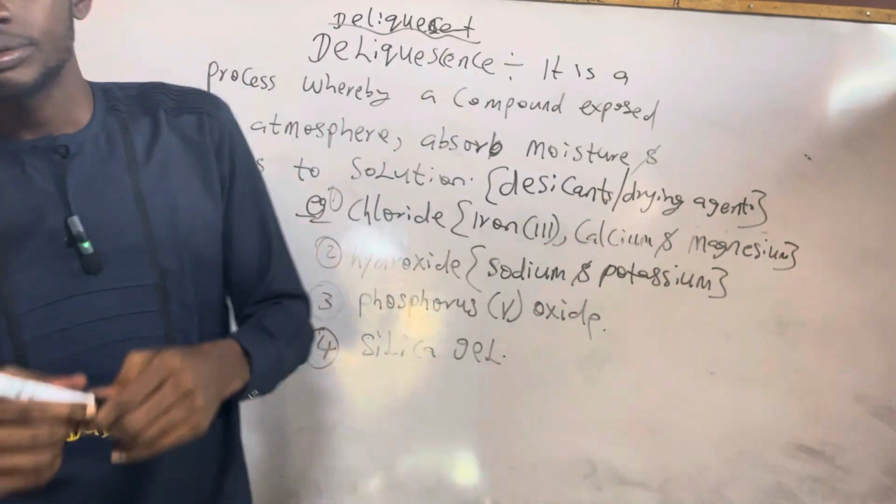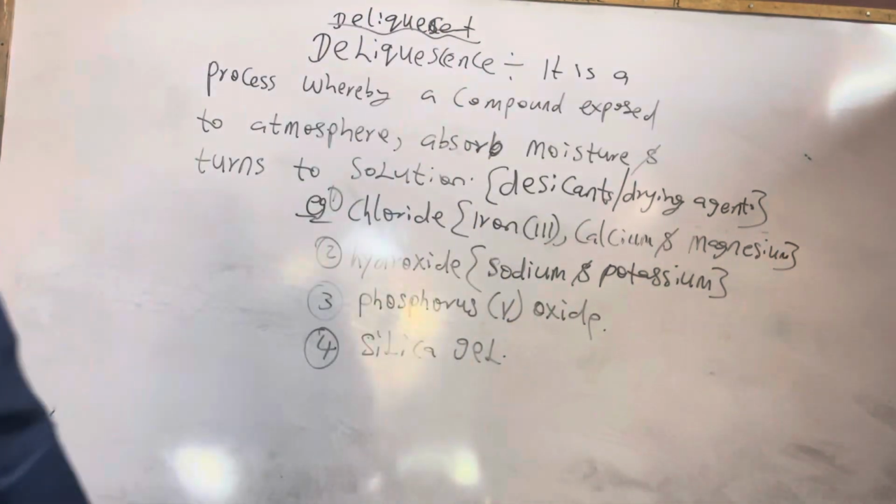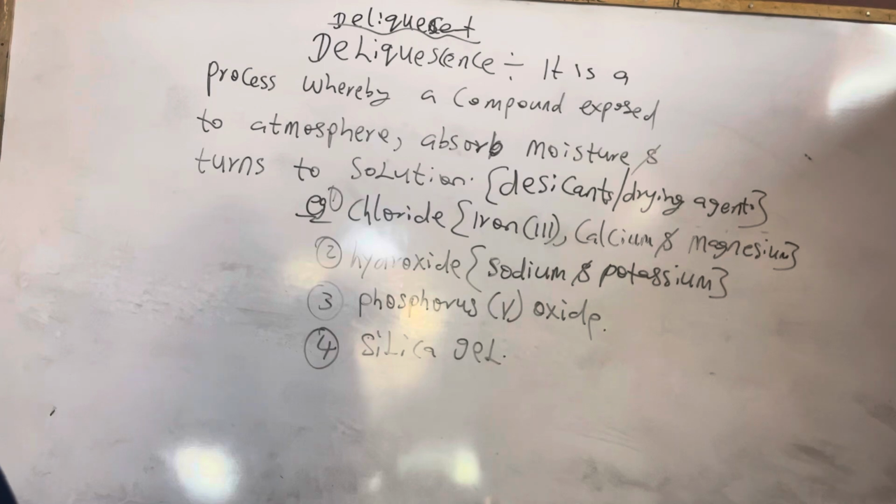So these are the deliquescent substances. When we talk about deliquescent, it is a substance or compound that, when exposed to atmosphere, will turn to solution after absorbing moisture. You understand? But deliquescence is a process whereby if you expose that compound to the atmosphere, the compound will absorb moisture and turn to solution.